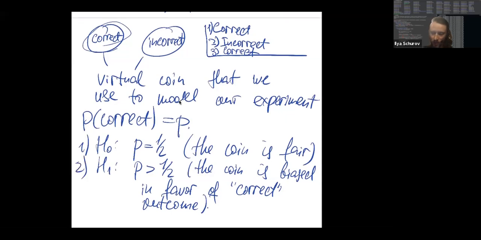We say that the magician has some paranormal abilities if this virtual coin that gives us the results correct or incorrect has probability larger than 1/2 to give us the result correct. It means in terms of our initial experiment that the magician will give us correct answers more often than just randomly. Is it more clear now?